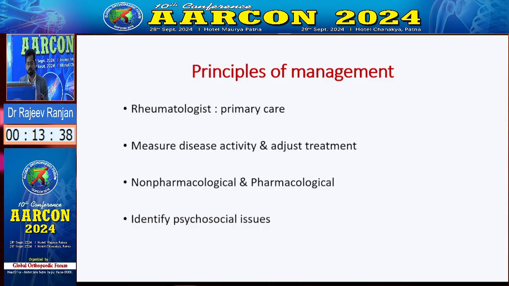So the primary care management should be done by a rheumatologist. You have to measure the disease activity. Every time the patient comes to you, you have to assess the symptoms, how much of the symptoms are related to the inflammation, and how much are related to some other cause. You also have to objectively measure the signs of inflammation. Then you have to measure the inflammation severity by some investigation. So disease activity measurement is very important, and you have to adjust the treatment accordingly.